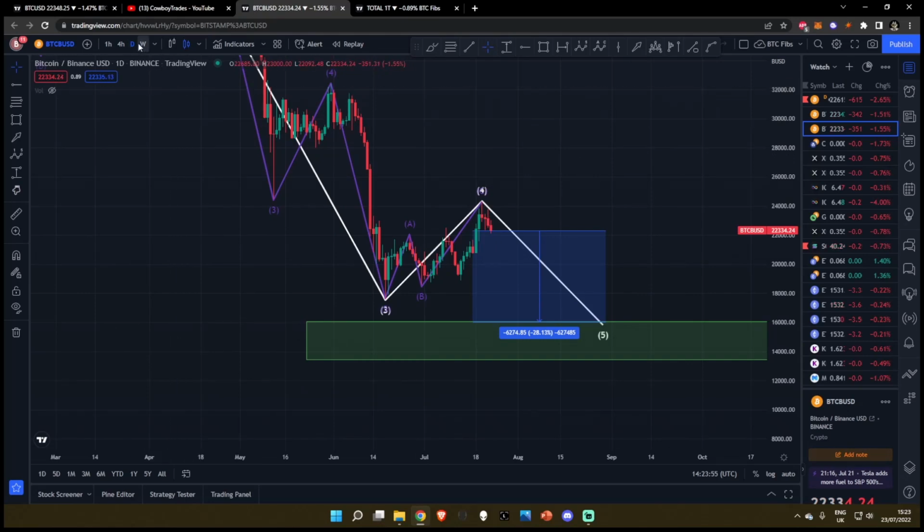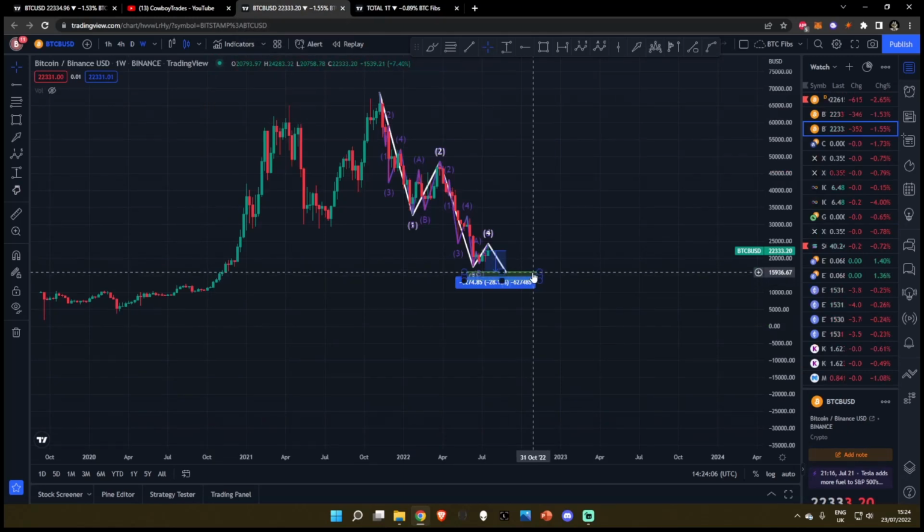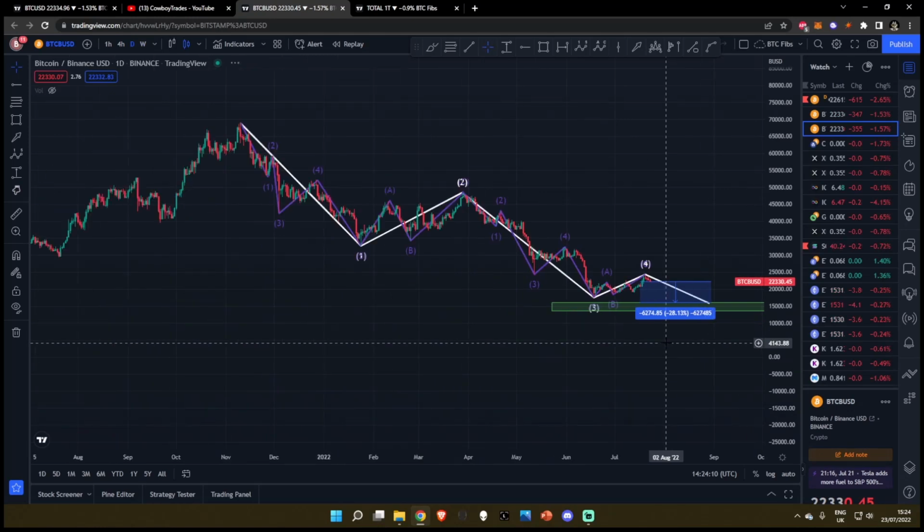So this is what I think is going to be happening for Bitcoin. This is what I think is going to be happening for the total cryptocurrency market cap. I hope you enjoyed today's video. Once again, roundabout 630 billion for the total cryptocurrency market cap. And for BTC USD, I think $16,000 is definitely in play.